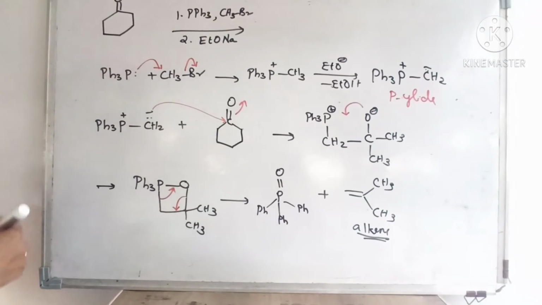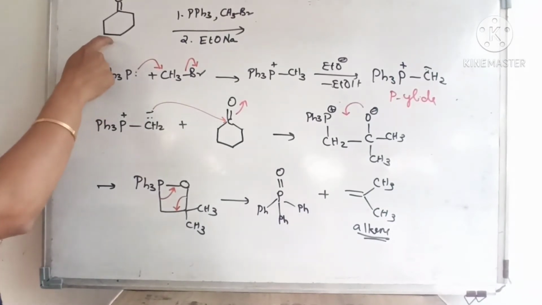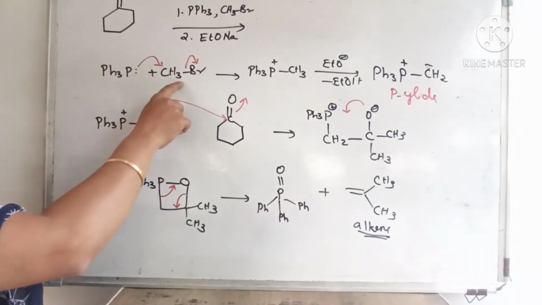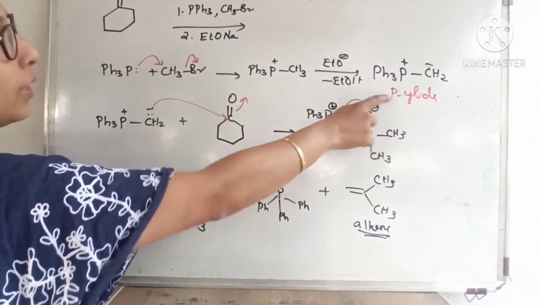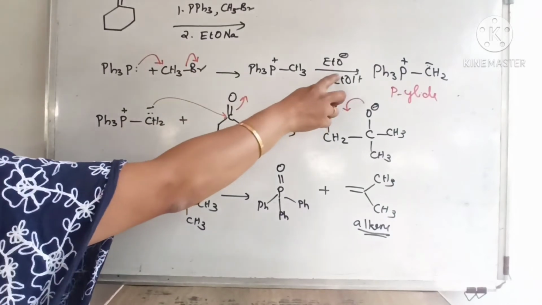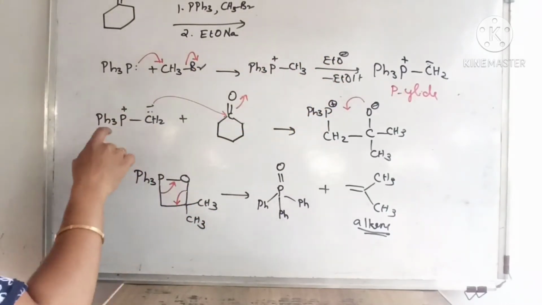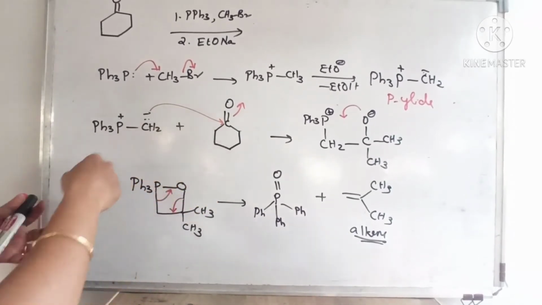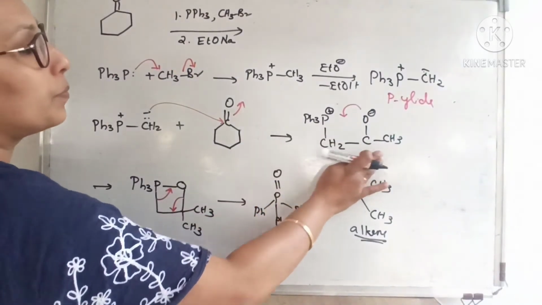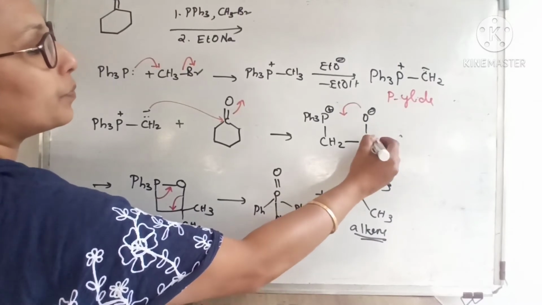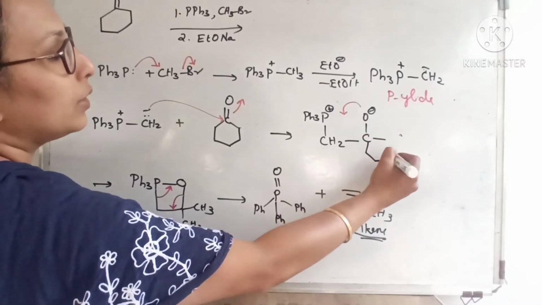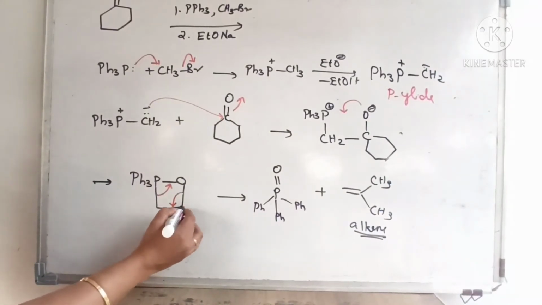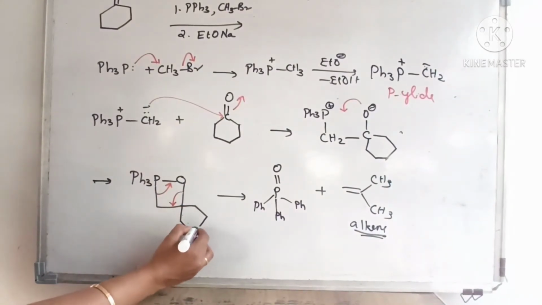So now let us take an example as cyclohexanone. Okay, so here also the conditions are the same. So you will be generating the phosphorus halide like this in presence of methyl bromide and base. Okay, now what will happen? This generated phosphorus halide will be attacking our carbonyl carbon, and here you will be getting the corresponding intermediate. Okay, and here also that 4-membered cyclic intermediate will be forming like this.